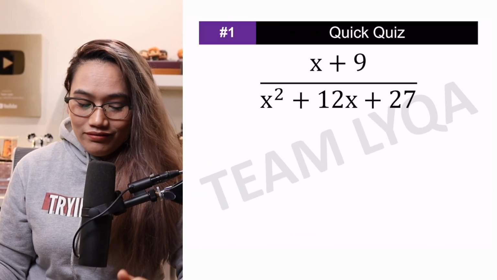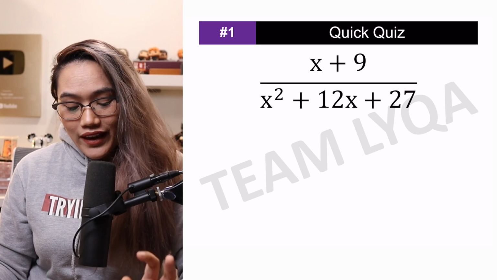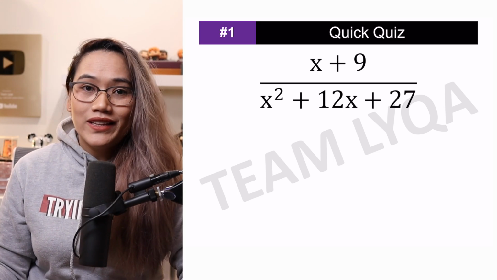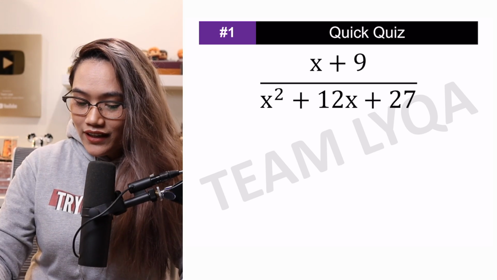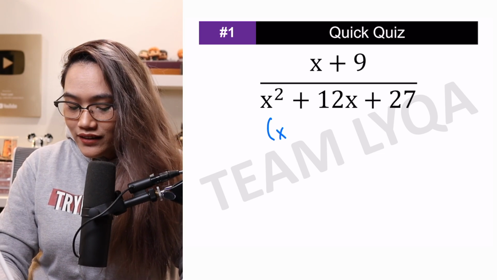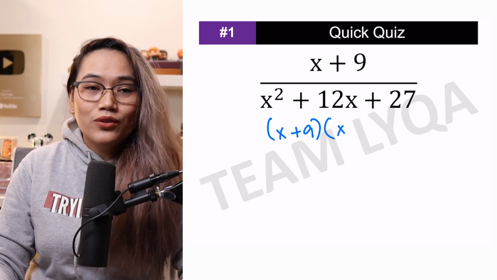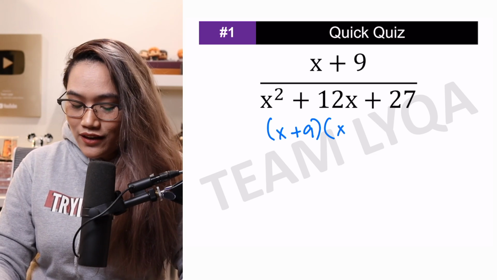All right, let's see how you did. This is question number 1. X plus 9 all over x squared plus 12x plus 27. Now, gaya na ginawa natin kanina, clue na natin yung x plus 9 na yan. Susubukan na natin agad, x plus 9. Anong imumultiply ko sa x plus 9 para lumabas yung x squared plus 12x plus 27?